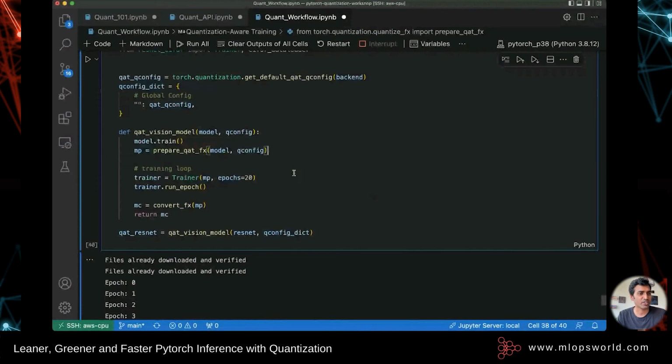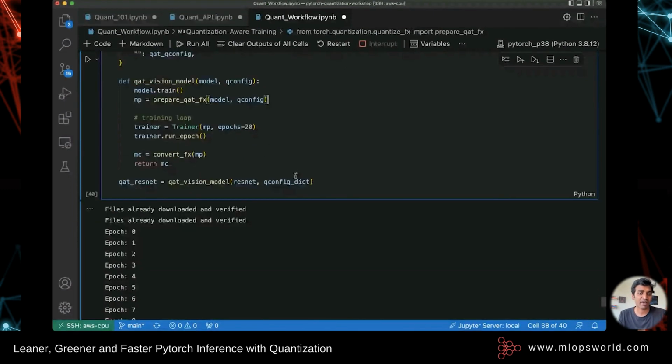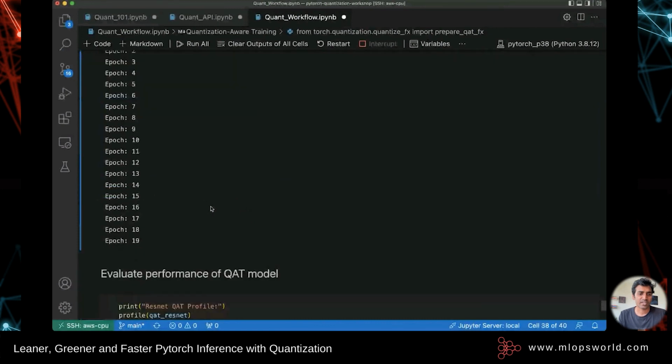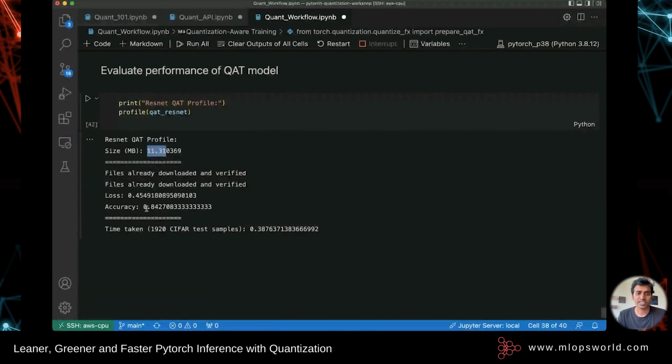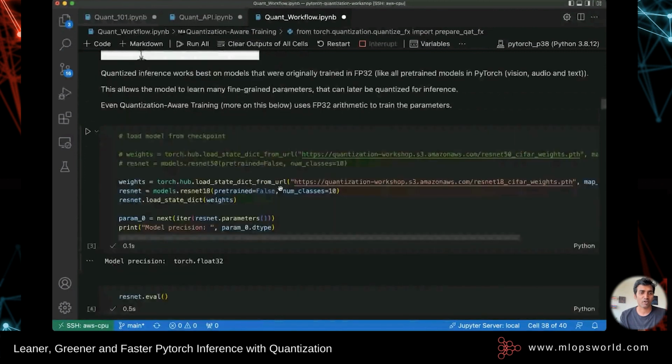I'm not going to run this because the training takes quite a bit of time, but I have already trained this here. So I am just going to show you what that profile looked like. The size has again dropped by 4x. The accuracy has reduced a bit over here, and that's because it hasn't trained enough, and also because we're using a small model. But you can see that the time is also much less than the statically quantized model. Yeah, this was a lot, but this is how you approach a workflow very comprehensively.